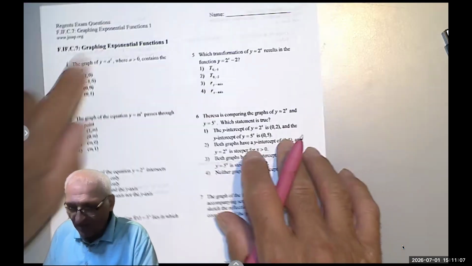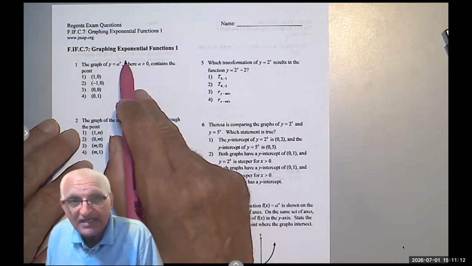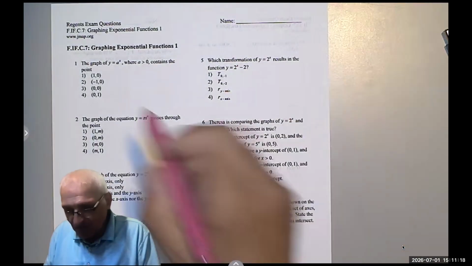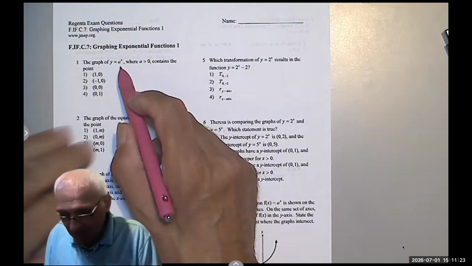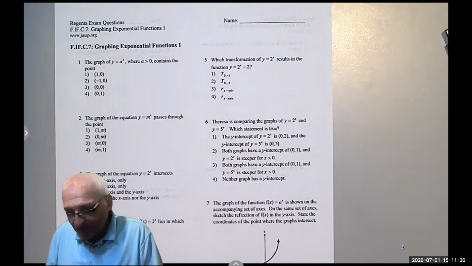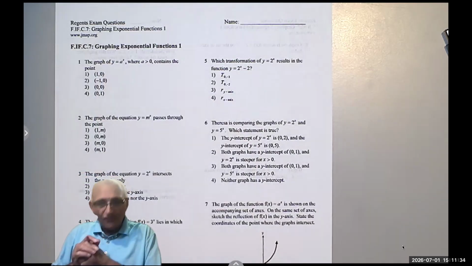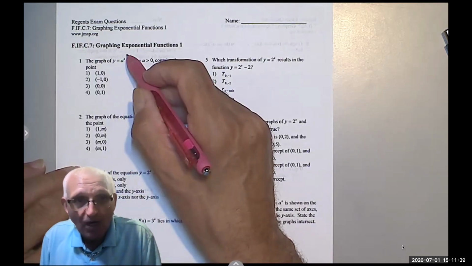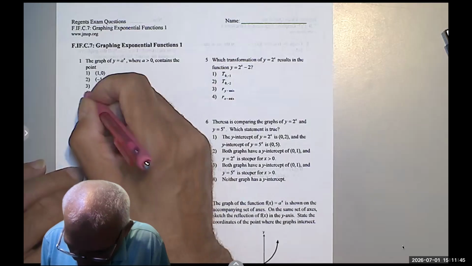So here is this one, graphing exponential functions. The graph of y equals a to the x. So it's not a times b to the x, it's just a to the x. We call this b, so when a is 1, you get b to the x, where a is greater than 0. It contains which one of these points? Of course, we said the y-intercept occurs when x is 0, so a to the 0 is 1, and you get y equals 1. So when x is 0, y is 1, and that's number 4.